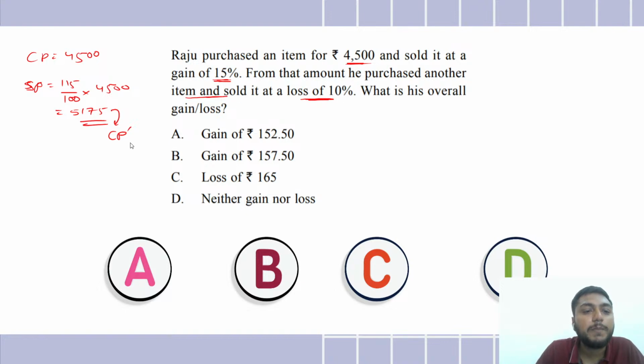So again, this CP would be 100% of the CP in terms of percentage. And after the loss, we subtract this. In terms of profit, we were adding the percentage to 100%. Now in losses, we have to subtract it from 100%, right? So this would ultimately become 90%. So 90 by 100 multiplied by 5175, right?